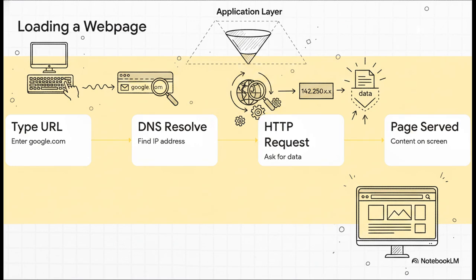Let's look at a quick real-life example of how this works. Say you type google.com right into your browser. Instantly, DNS kicks in to resolve that domain name into an IP address, something like 142.250. whatever. Then, an HTTPS request is generated to securely ask the server for the website's data. And the wild part? All of this happens right here at the application layer before your data even begins its journey downward through the stack.